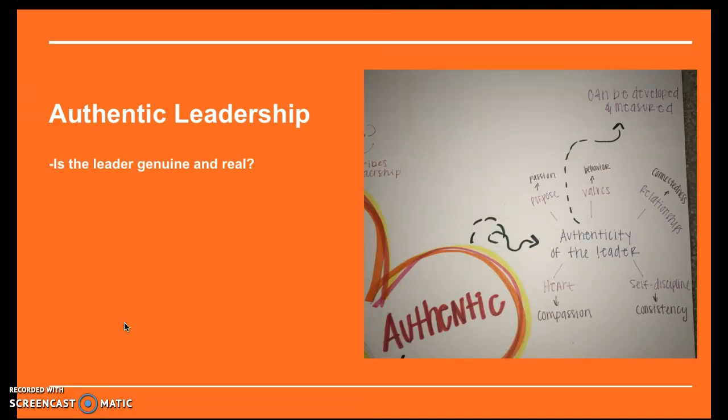First, authentic leadership should possess these five qualities that I have drawn here, along with their related behaviors, which I got out of our Northouse book in the authentic leadership chapter. These are the five qualities I think are essential to becoming an authentic leader: purpose, values, relationships, self-discipline, and heart, and then their related qualities as well. Authentic leadership is one which I also thought can be developed and measured.